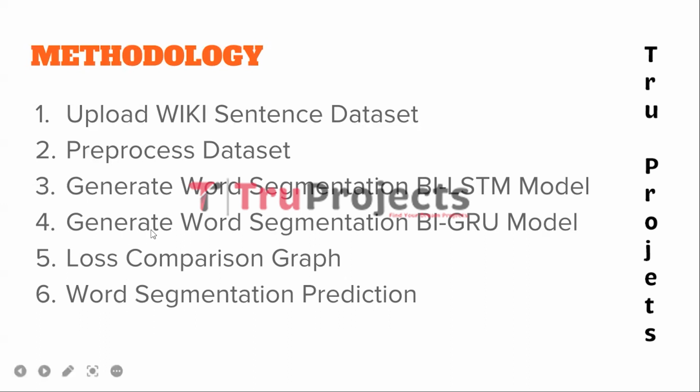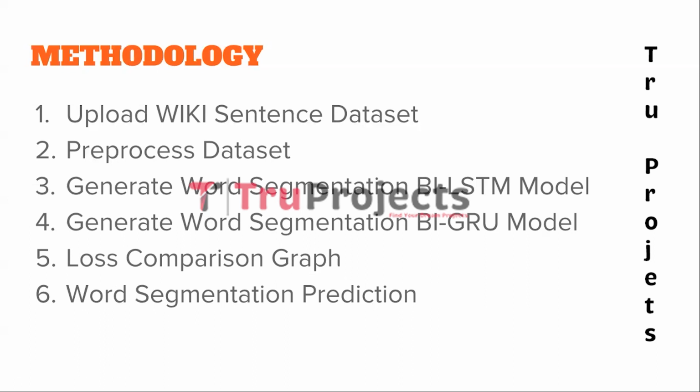The fourth module is Generate Word Segmentation of BiGRU model. Similar to module 3, this module involves generating the word segmentation model based on the bidirectional gated recurrent unit. The bidirectional gated recurrent unit neural network architecture is trained on the same pre-processed dataset to learn and predict the word segmentation. And the fifth module is Loss Comparison Graph.